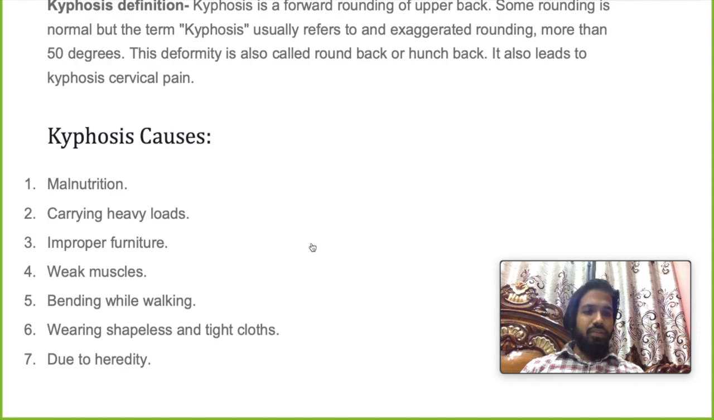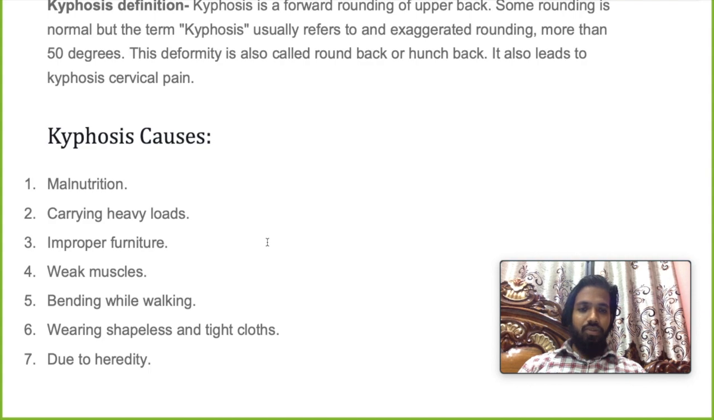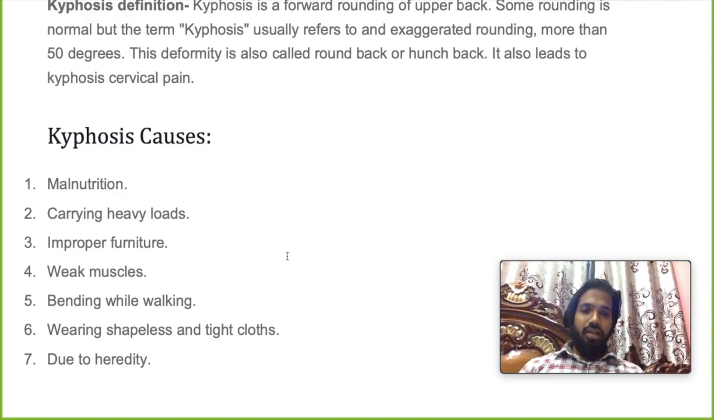Wearing shapeless and tight clothes, another reason, because kyphosis and lordosis are similarly relatable, as both are related to the spine, and if you are wearing tight clothes, it will be a very bad thing for you if you want to correct your posture. And again, due to heredity, this also comes via genes. So you have to be very cautious about what you wear and how you walk. If you're not doing some kind of physical activity, you need to involve yourself in proper physical activities.